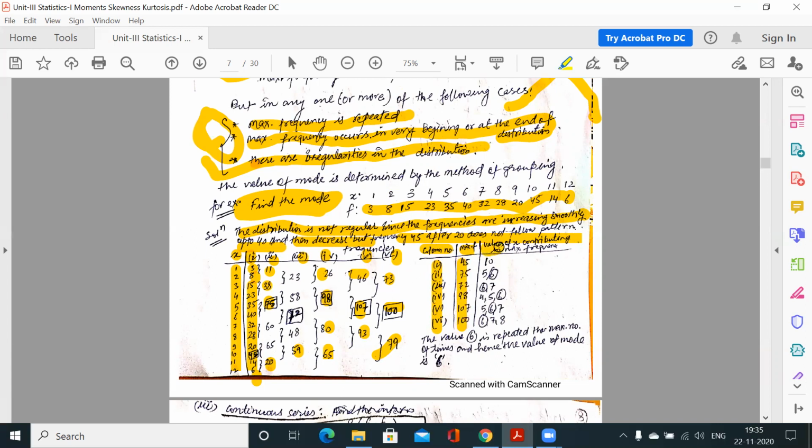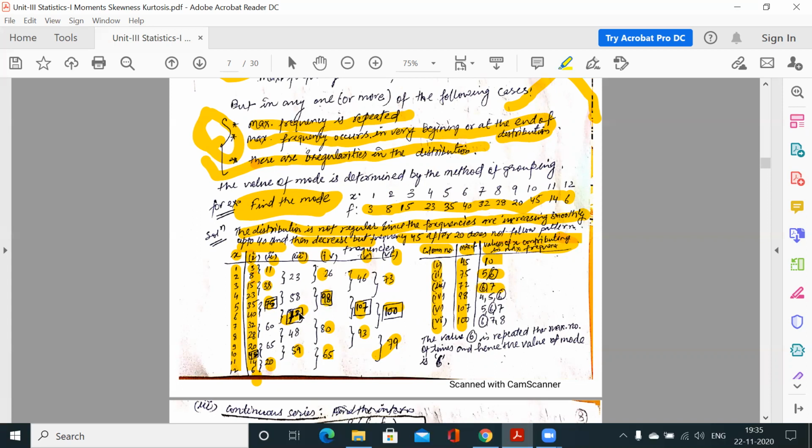Now the values of X contributing to the maximum frequencies. This 45 is with respect to X equal to 10. Now the maximum frequency 75 is with respect to 35 and 40, that means 5 and 6. Now 72 is the addition of the two frequencies 40 and 32, which are with respect to 6 and 7. Now 98 is the addition of 3 frequencies.